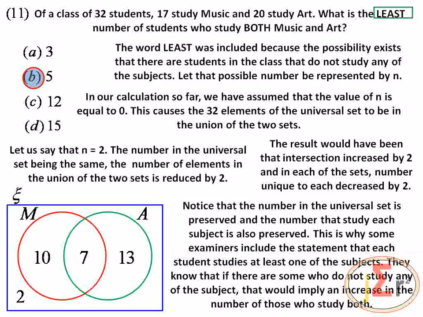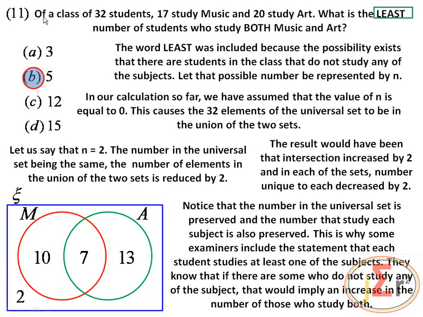This is why some examiners include the statement that each student studies at least one of the subjects. They know that if there are some who do not study any of the subjects, that would imply an increase in the number of those who study both. So most times we have, along with this, we may have a problem like this.